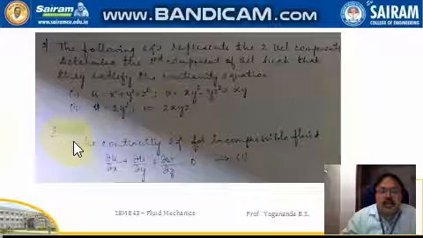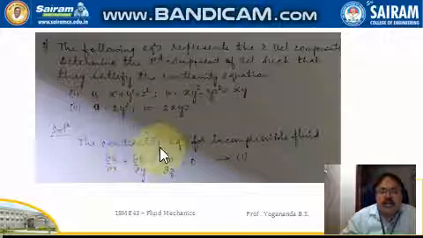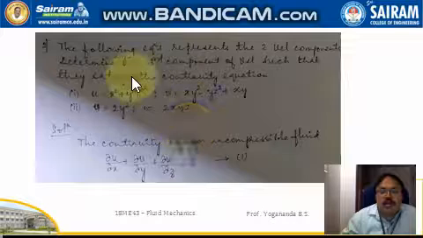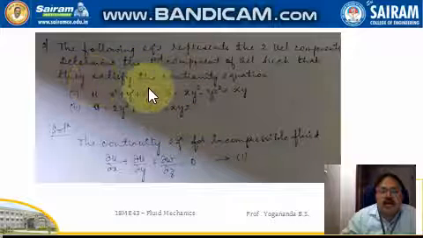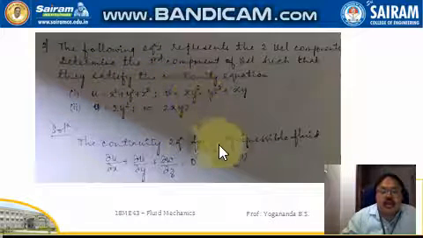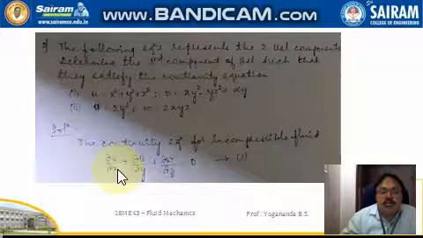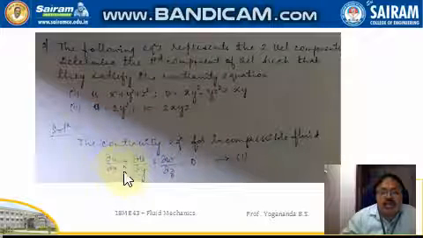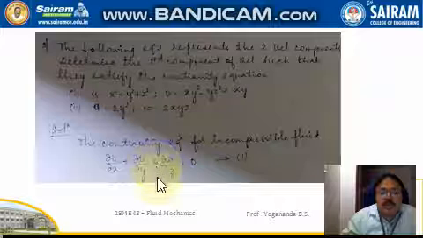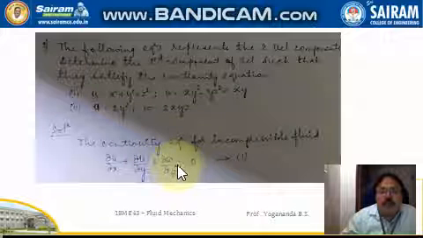So the solution goes like this. First, we have to write the continuity equation, because in the statement it is said that they satisfy the continuity equation. So the continuity equation is del u by del x plus del v by del y plus del w by del z is equal to 0.